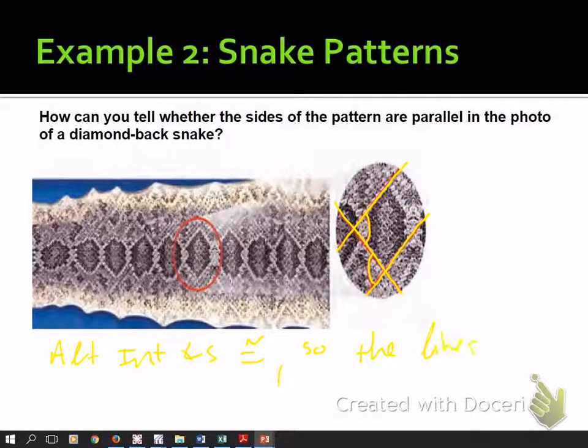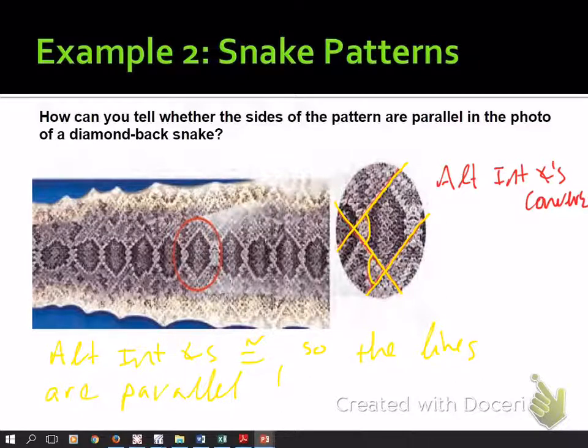So, the lines that represent those sides are parallel. Therefore, the sides of that pattern must be parallel also. Okay? That's by the alternate interior angles converse. Right? So if you wanted to use that, let's say, in a proof, we would call this the alternate interior angles converse. And that's what leads us to know that the sides of that pattern are parallel.